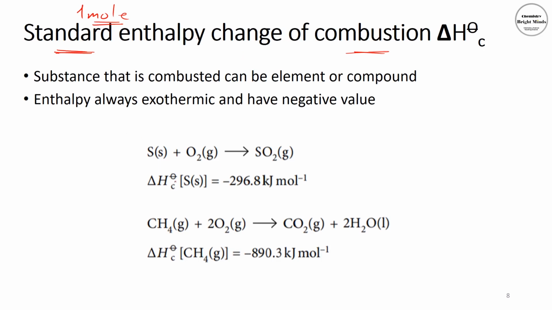So my substance in that case will be combusted, and usually this happens in the presence of oxygen, and it is always going to be an exothermic reaction. This means my delta H, the standard enthalpy change, because I'm doing combustion for just 1 mole, will have a negative value. Look here, I have 2 combustion reactions, and I have a negative value. This standard enthalpy change reflects the combustion of just 1 mole of sulfur, and in that case 1 mole of methane.